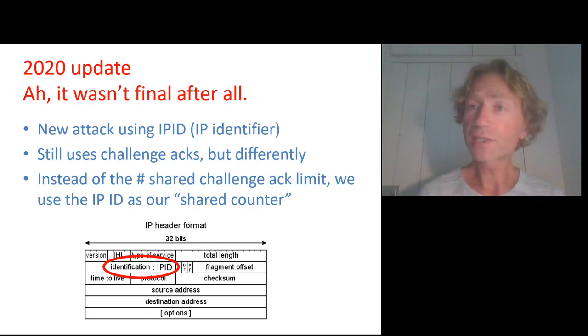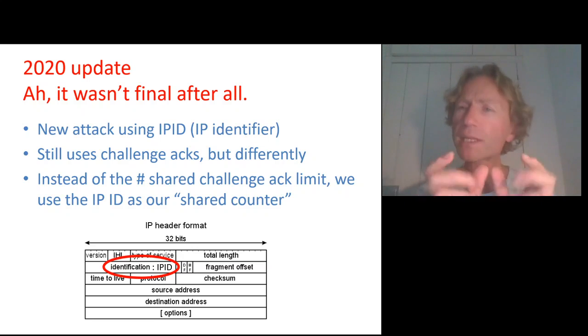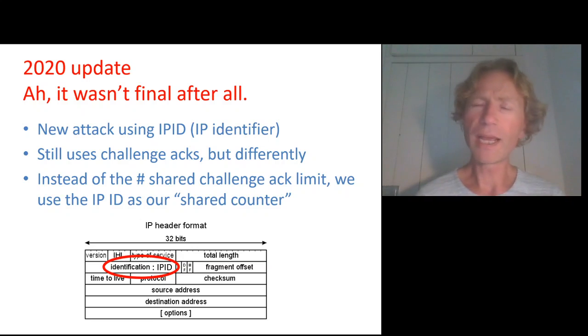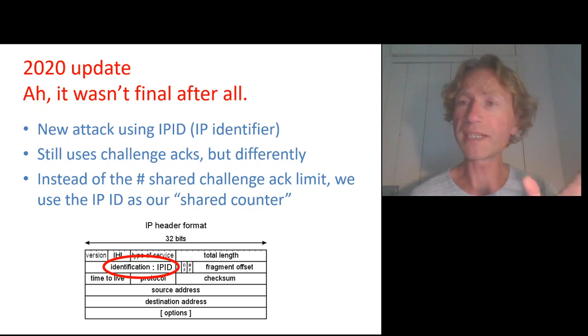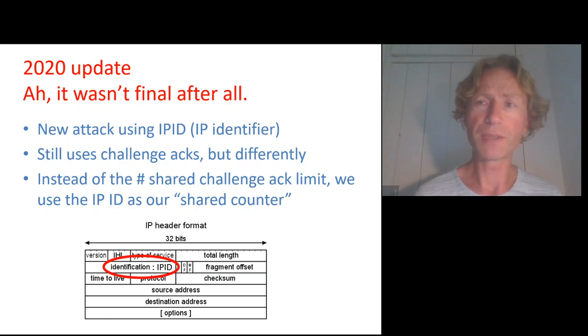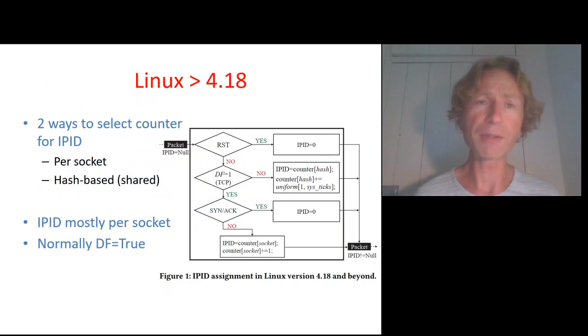So our attack still uses the same challenge ACK. This was a nice discovery, and the new attack can use that also, but it uses them in a slightly different way. So let's look at this IP identifier and worry a little bit about how the TCP/IP stack picks the right counter, the right identifier for this field in the IP datagram.